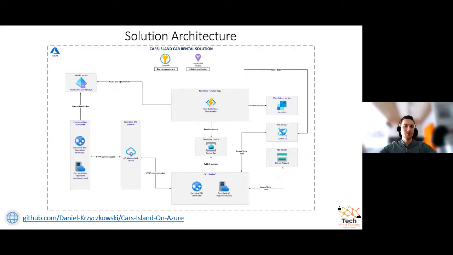I will show you this solution once I close the PowerPoint. But the goal is just to have a website where customers can see the different cars that are available for rent. They can reserve those cars. They can send an email and connect with the staff working in the Cars Island car company. As you can see, I use many different services here. And specifically today, we will talk about Azure Cosmos DB and Azure Storage account.